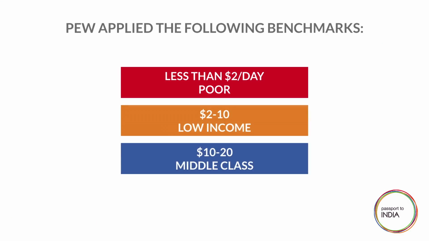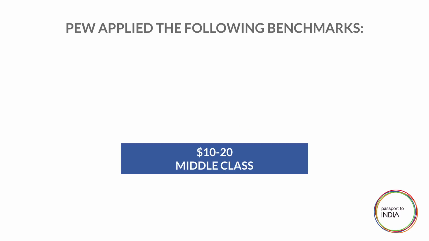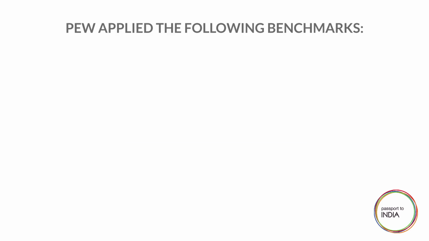If you are to dive into one of these studies, I'd recommend the one from the Pew Research Center, which includes interactive online tools for comparing countries and data. Using the 2011 PPP prices, Pew applied the following benchmarks. A daily per capita income of less than $2 per day is poor. $2 to $10 is low income, and $10 to $20 is middle class.